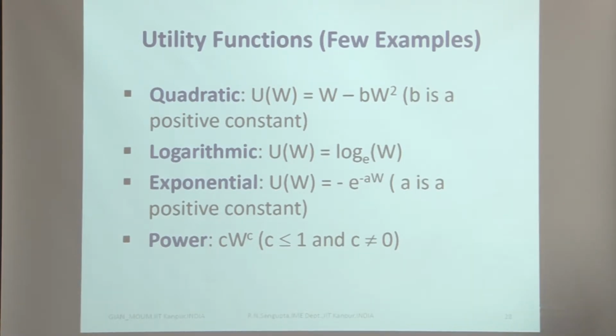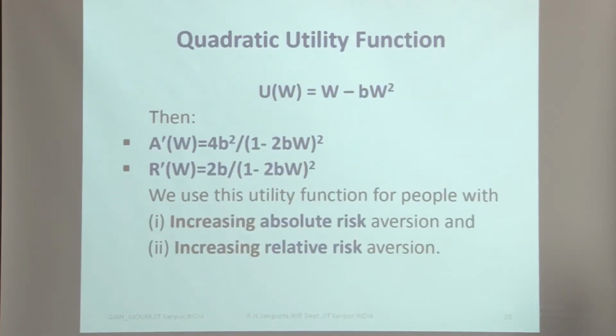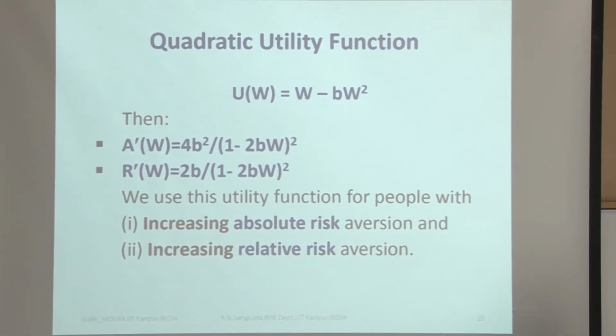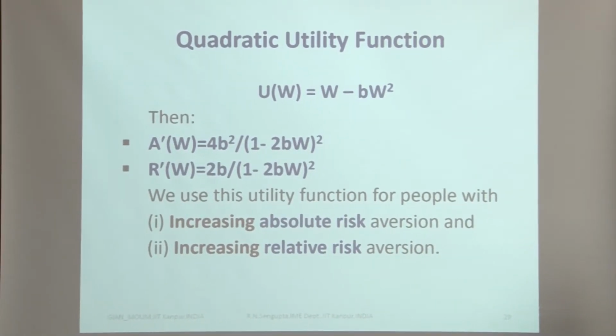Logarithmic, exponential and power utility functions are utilized, but we will only very briefly talk about all these 4 and why these relative and absolute risk aversion properties were important. I will very briefly mention them. So, this is the general way the quadratic utility function looks.